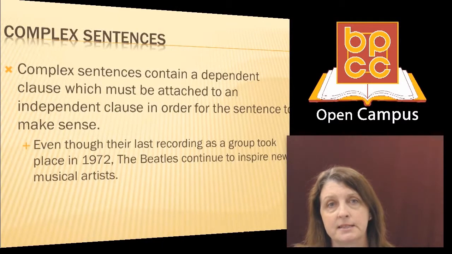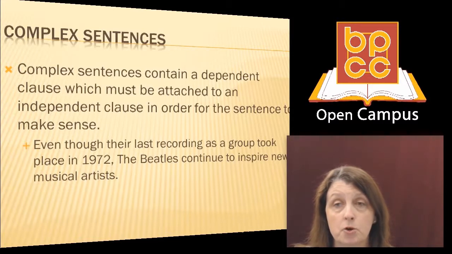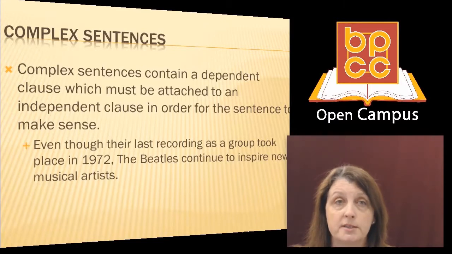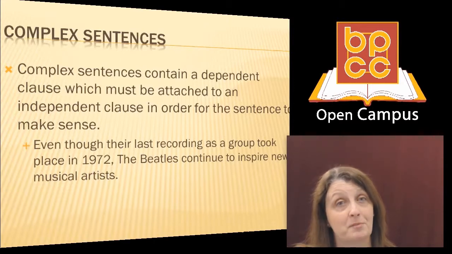Complex sentences contain a dependent clause, which must be attached to an independent clause in order for the sentence to make sense. Even though their last recording as a group took place in 1972, the Beatles continued to inspire new musical artists. Okay, notice that I've been talking about the Beatles. They are my favorite group. So you may hear a lot about the Beatles in the upcoming sessions.